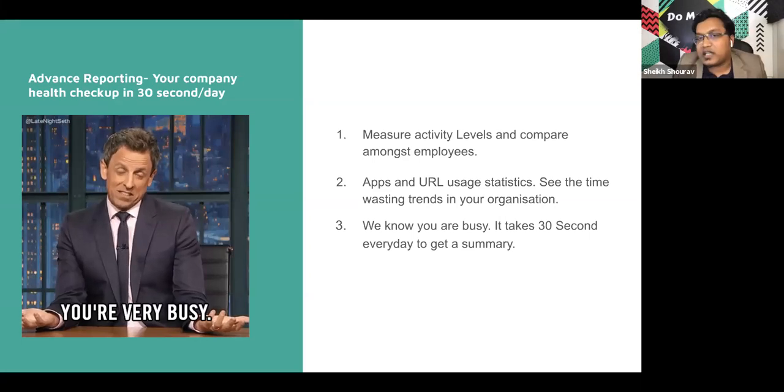then you will have to understand that something happened with that employee. Maybe he is in a personal trauma, or maybe he is facing some kind of challenges. So you can talk with them and discuss. Maybe you can give him a leave, or maybe you can motivate that person. But you will have to know what's happening. If you don't know, you cannot act on it. So Apploye works as an eye for that. Measure activity levels and compare amongst employees. Apps and URL usage statistics. See the time wasting trend in your organization.